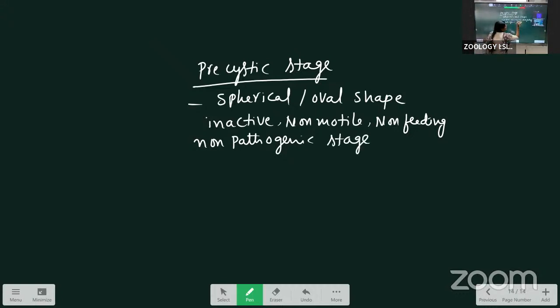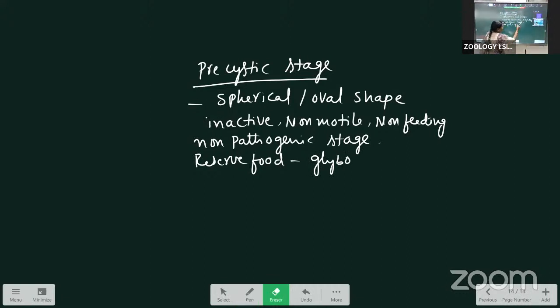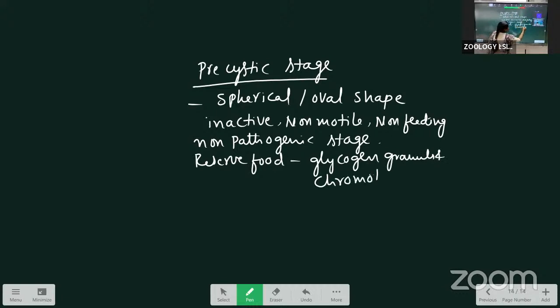And here they can't take any food. That's why they have reserve food present. That reserve food is in the form of glycogen bodies, glycogen granules, and chromatoid bodies, chromatoid bars. Here, this one is the reserve food.